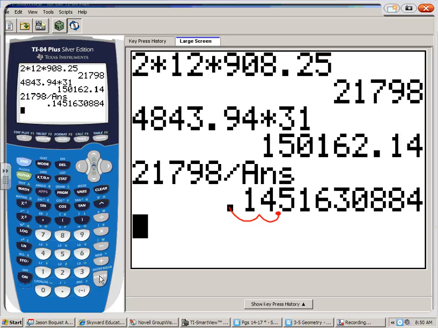Did I type it in right, or do I have something wrong? I'm good? Oh, okay. Because that made sense to me, 14.5. I mean, that kind of makes sense to me. That's at least something that's possible.